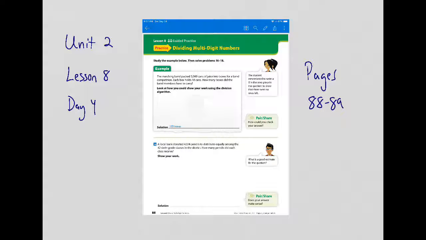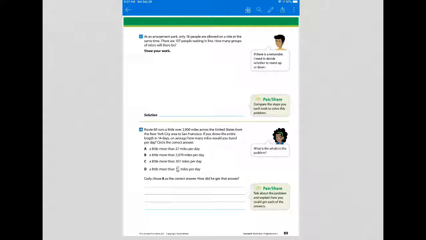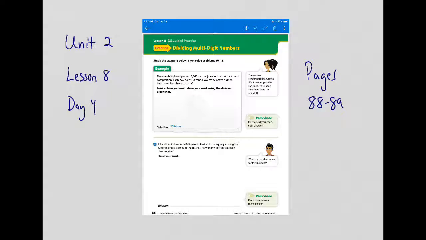Make sure you have your math book on page 88, 89. If you don't, pause the video and go get it. So, here's what we're going to do today. We are going to go over the example, and you can basically just watch me go over it. Then you are going to be working on 16, 17, and 18 on these two pages, and then you'll watch the video to see how you did.